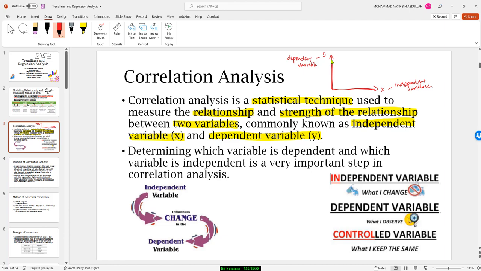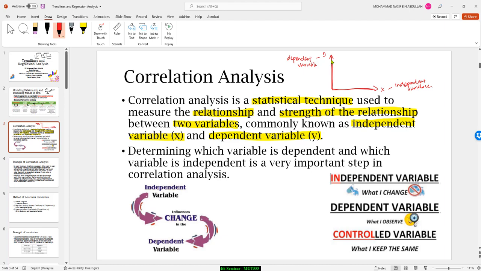Independent variable does not depend on any variable. Means smoking, right? Cholesterol level, and number of hours of exercise, right? Those are all independent variables. They don't depend on other variables. They stand alone, right? So that is the definition of dependent variable and independent variable.